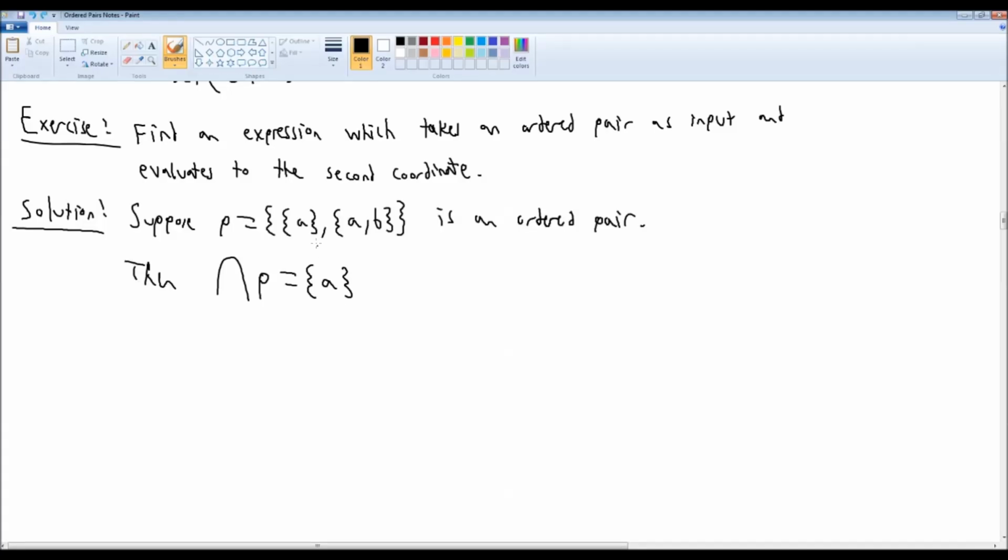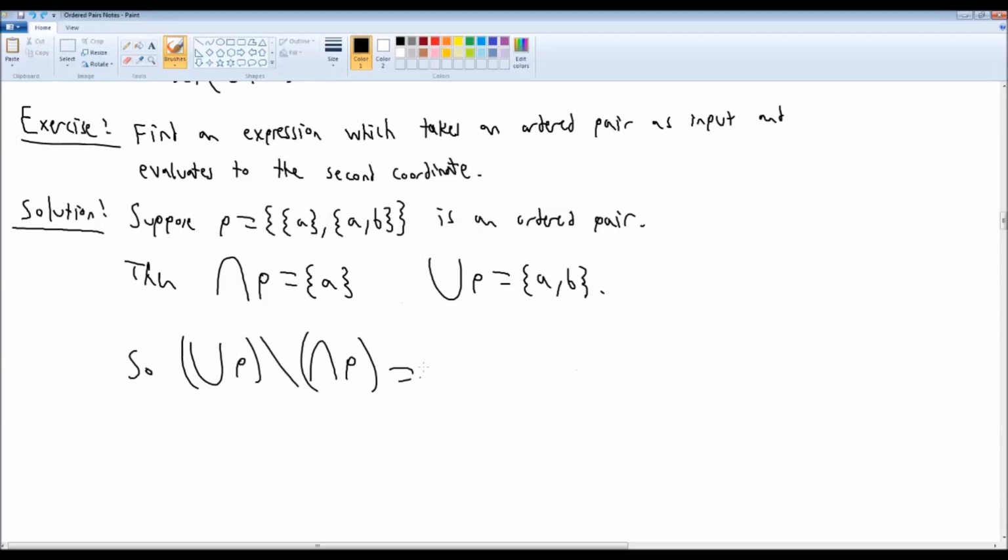So suppose P is an ordered pair. Well, by similar logic as earlier, the arbitrary intersection of P is just the intersection of these two sets. So we get this guy. And the arbitrary union of P is going to be the union of these two sets. And since one's a subset of the other, we get the quote-unquote bigger one. So we get this guy, {A, B}. If you take the set difference of these two guys, you should get {A, B} minus {A}.